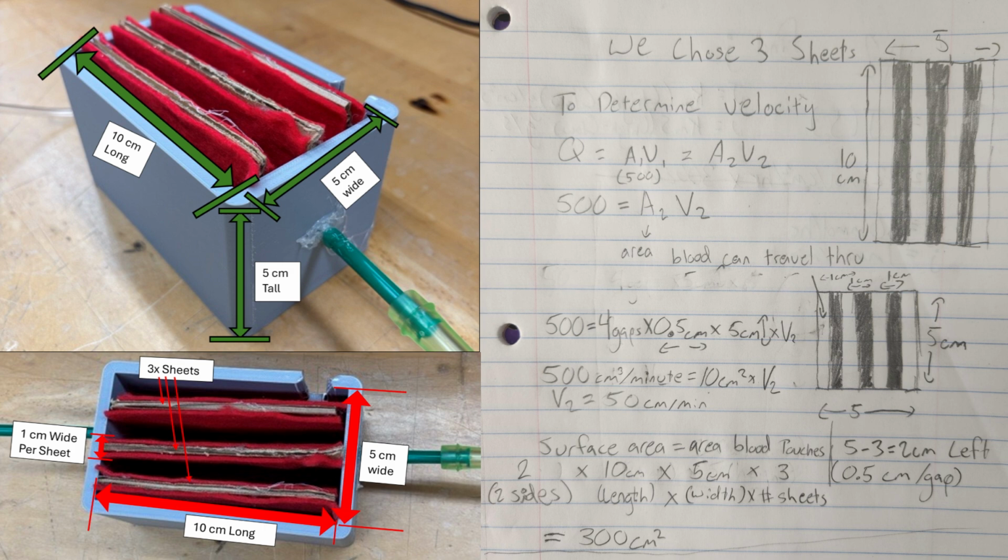Next, we calculate the surface area by taking the 2 sides for each sheet, multiplied by the length of the sheet, 10, by the width of the sheet, 5, times the total number of sheets, 3. This gives us a total surface area of 300 centimeters squared.